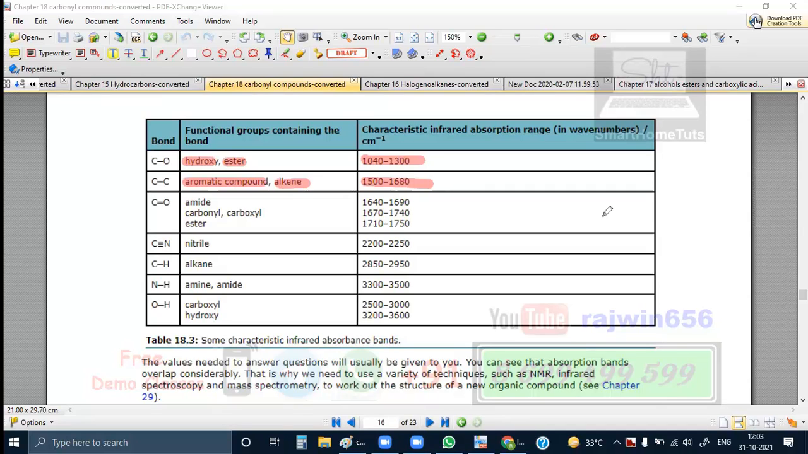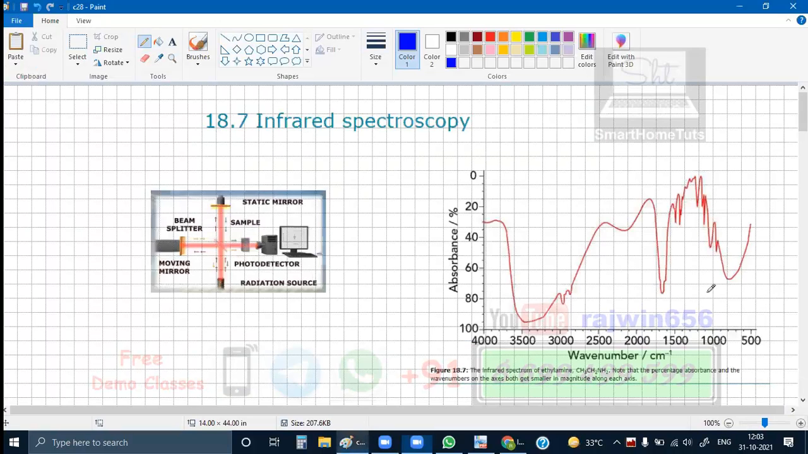From that, you have to identify what kind of functional groups are present in it and what the probability is. From the graph that we have got, this kind of graph is going to be given to you, and from that you have to determine what this compound can be. This is basically what infrared spectroscopy is going to study.